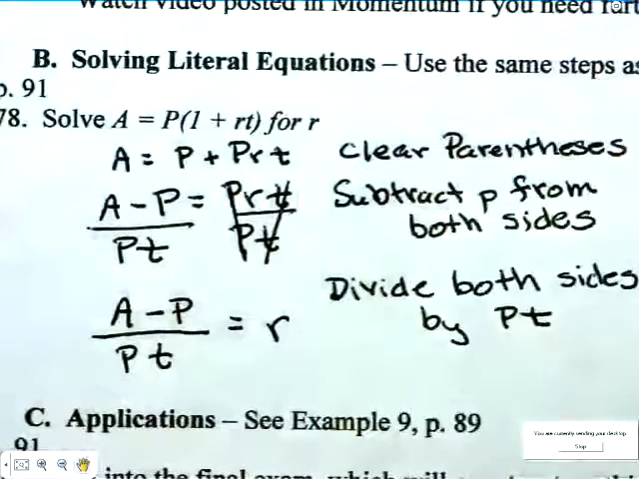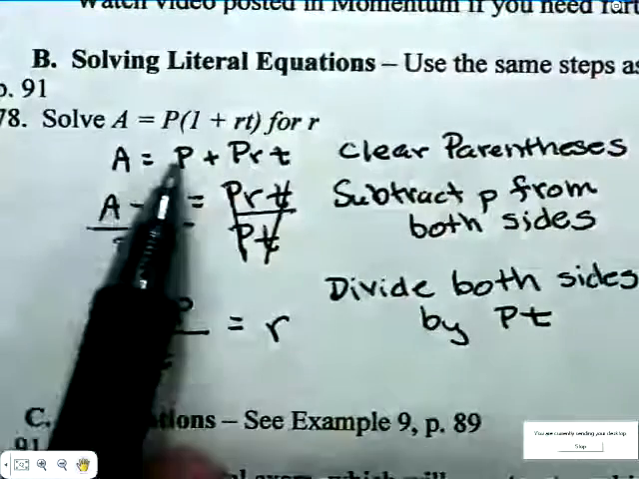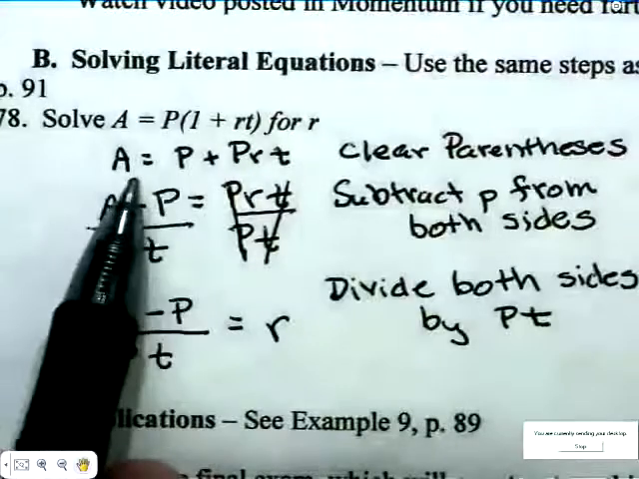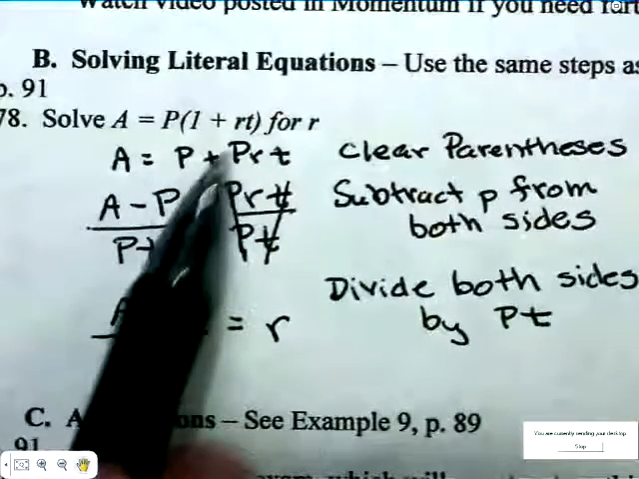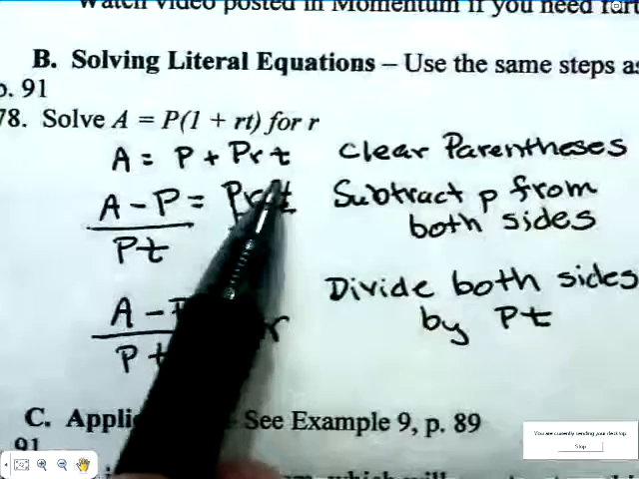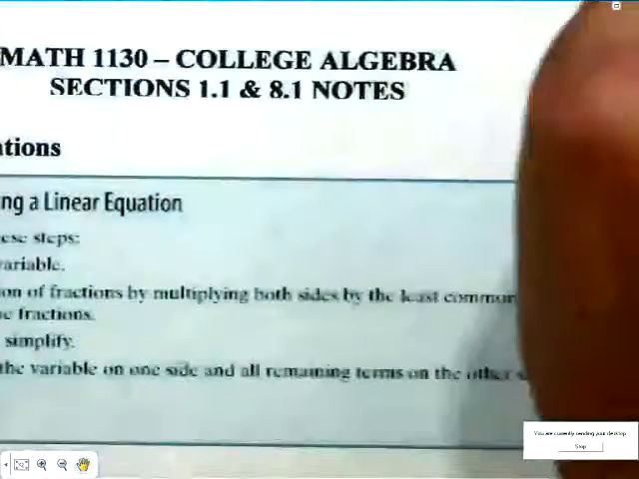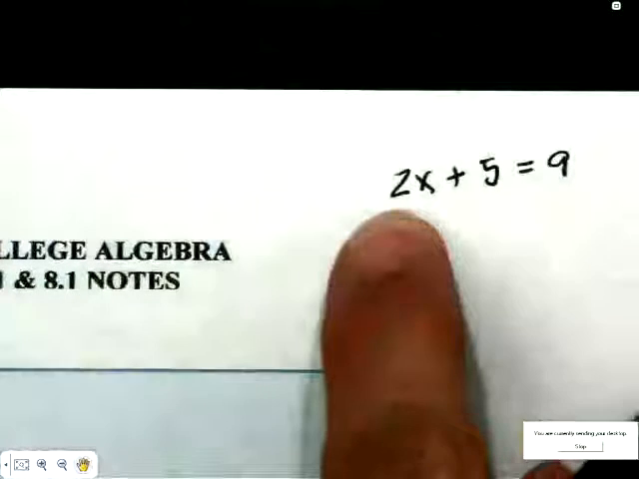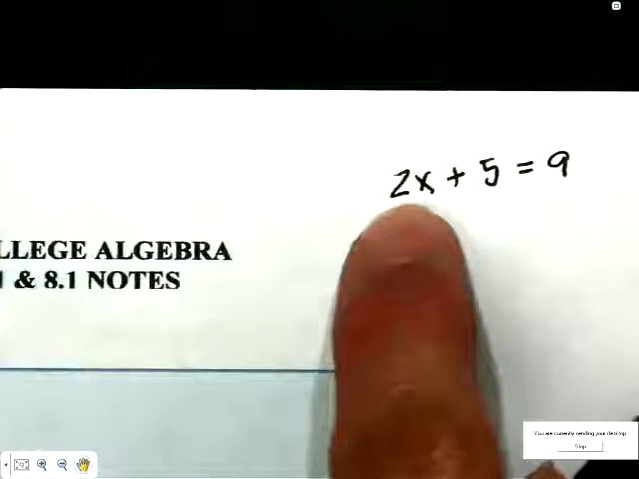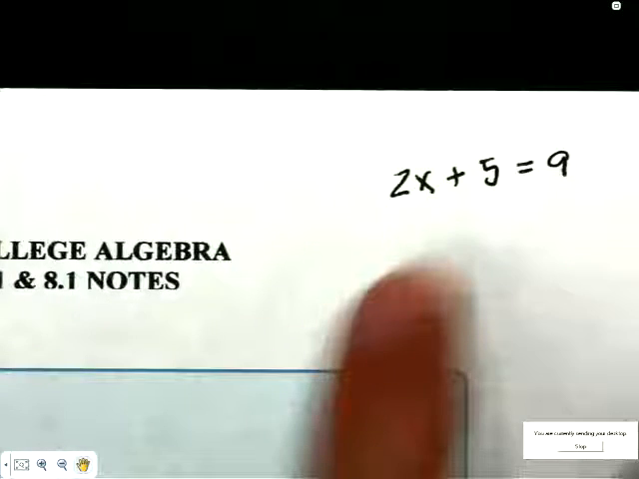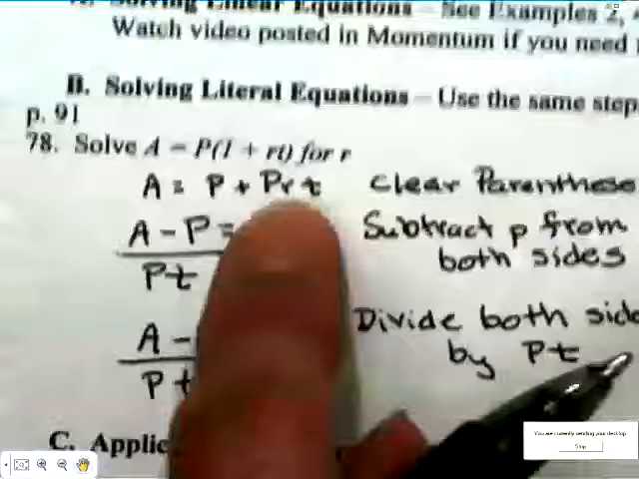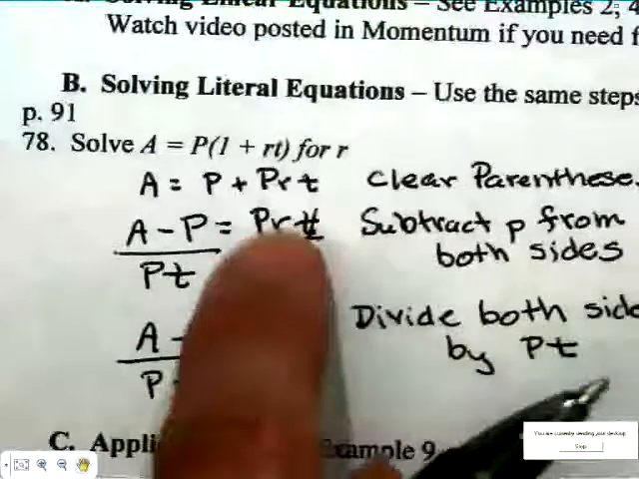I can tell you the most common mistake here. Folks want to divide by the PT to begin with. They want to divide too early. If I gave you, say, 2x plus 5 equals 9, you wouldn't start by trying to divide both sides by 2 first. You would know that you had to get that term with an x by itself before you could divide. The rules don't change. You've got to get the term with the R by itself before you divide.